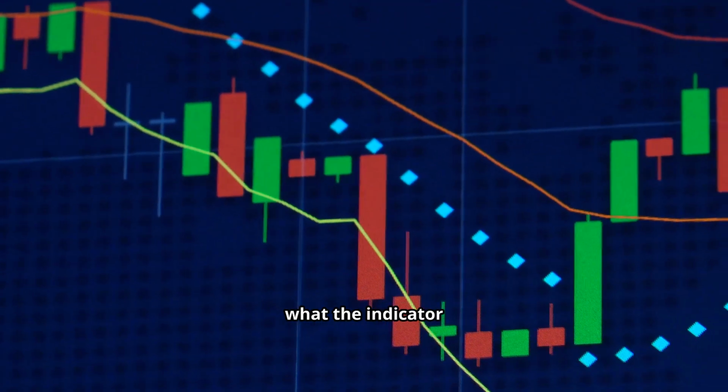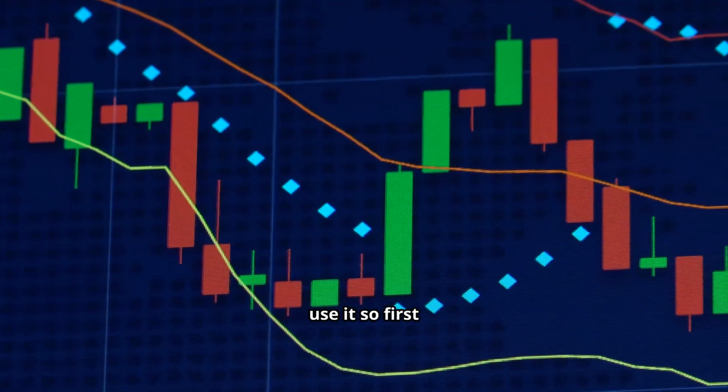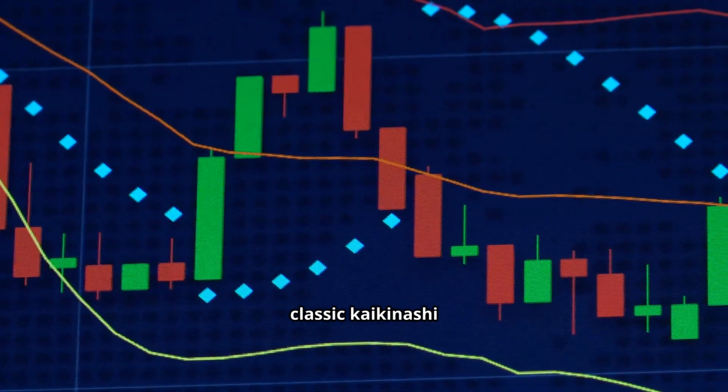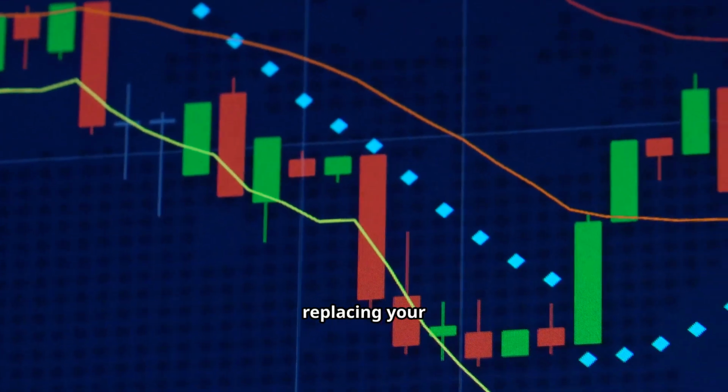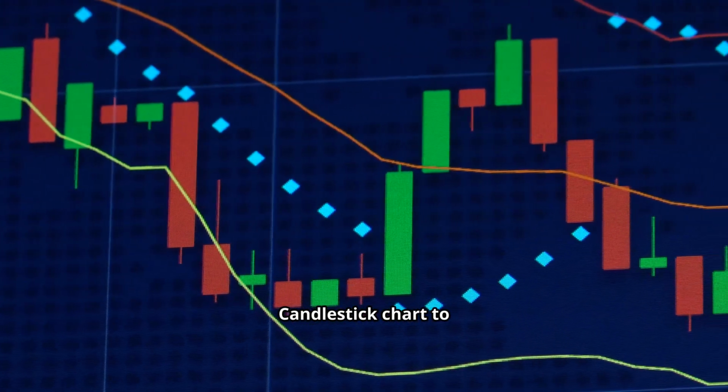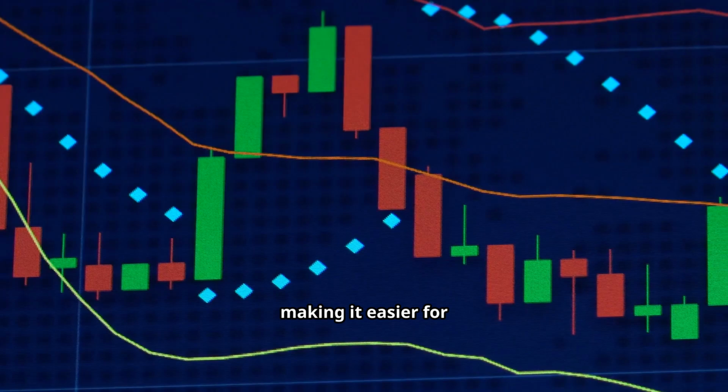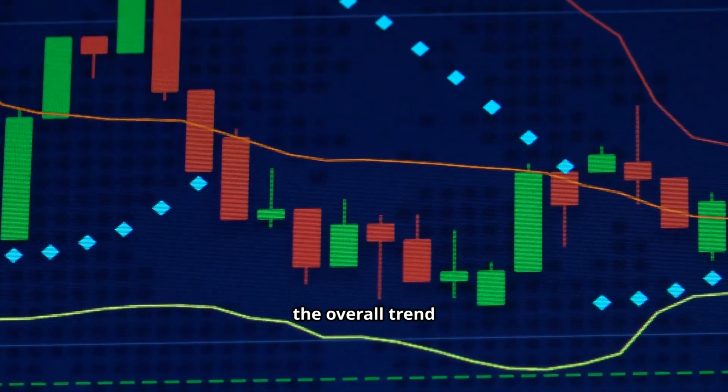I'm going to show you what the indicator is and how you can use it. So first, let's look at the classic Heikin-Ashi. As you can see, the way it works is that it helps smooth out the price by replacing your traditional candlestick chart with a Heikin-Ashi chart, making it easier for traders to analyze the overall trend.